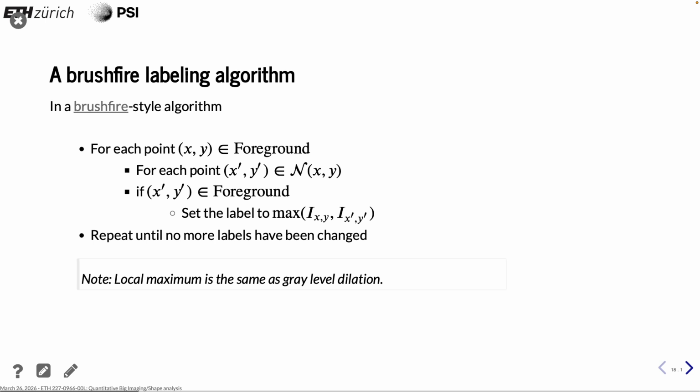So what is going on now in this so-called brushfire algorithm is to propagate the local maximum value until stability. You go through each point that belongs to the foreground, and for each point in its neighborhood, which could be either 4 connected or 8 connected to begin with, we look for the maximum in the neighborhood and repeat until no labels change. This local maximum is actually the gray level dilation, so we can use that in our algorithm instead of doing this loop all the time.